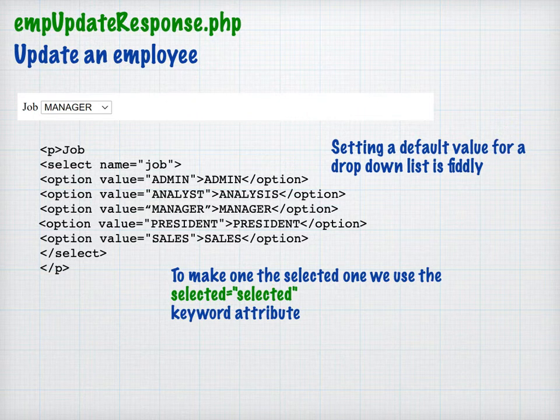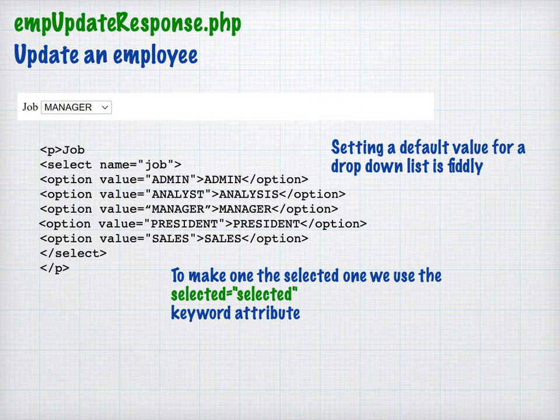Now, of course, the problem is that what we want to do is we want to set the default one to be the value that comes from the database. So if we're editing someone who's a manager, we want manager to be the default value. If we're editing somebody who's the admin person, we want admin to be the default value, the one that's actually selected when the form comes up on the screen.